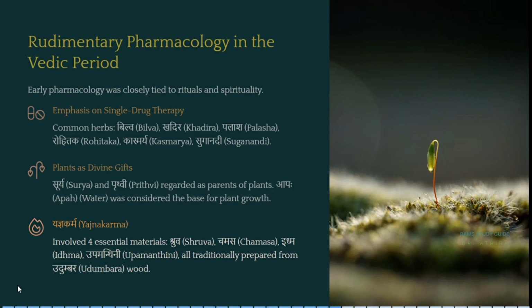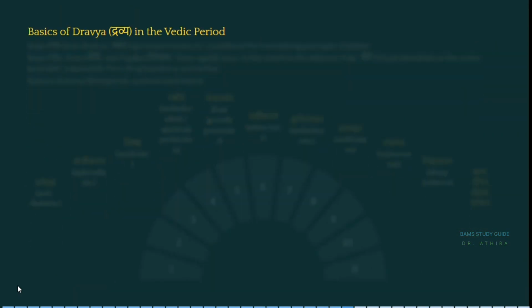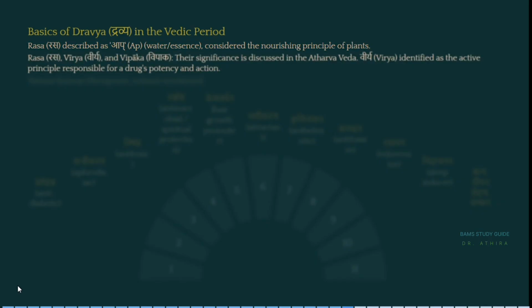Let's understand the basics of Dravya in the Vedic period. Here, Rasa was described as Ap, meaning water or essence, and was considered the nourishing principle of plants. Concepts like Rasa, Virya, and Vipaka were also discussed, especially in the Atharva Veda, where Virya was seen as the active principle responsible for a drug's potency and action.